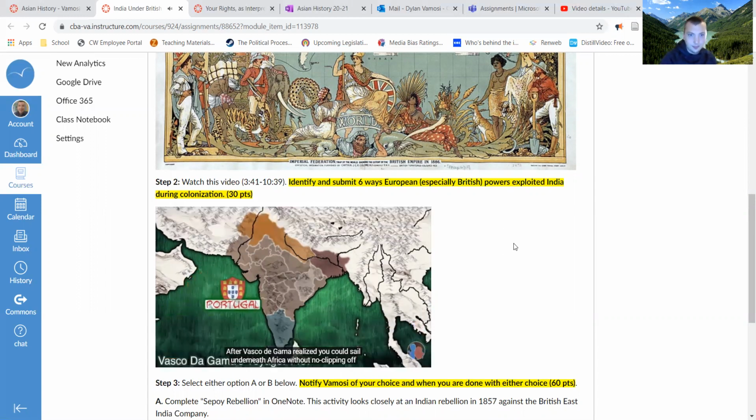Underneath Africa, without clipping off the edge of the map, Portugal became the first European power to reach the coast of India. During the 1500s, they built 24 coastal and island forts around the peninsula and developed a robust system of extorting innocent merchants for protection money.